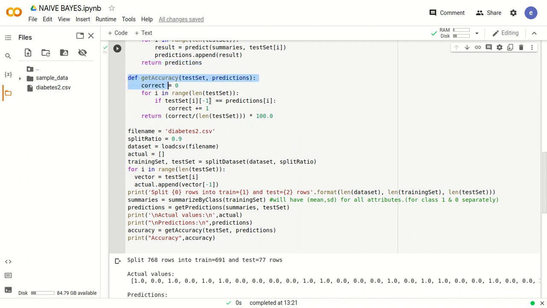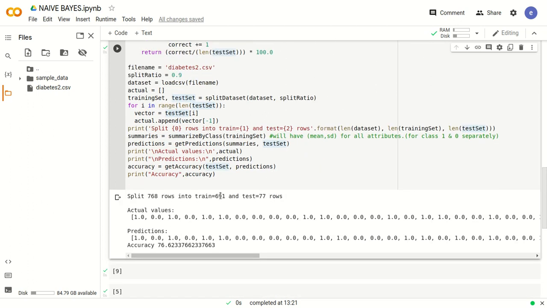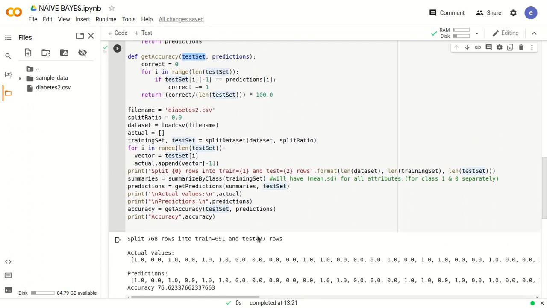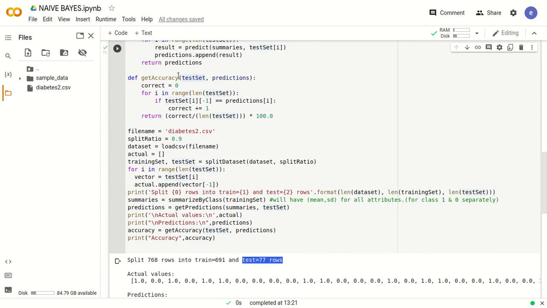Get accuracy is also very simple. What we do here is we will have the test set, and the test set will have the output column as well. As I said, out of the 768 rows, we are splitting in the 90 to 10% ratio. 90% of this is 691 and 10% is 77. So these 77 rows will have the values for all the 8 columns, and also the output column. So in this get accuracy function, the test set will have the output column as well.